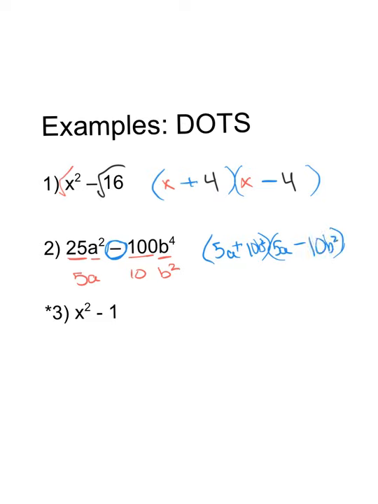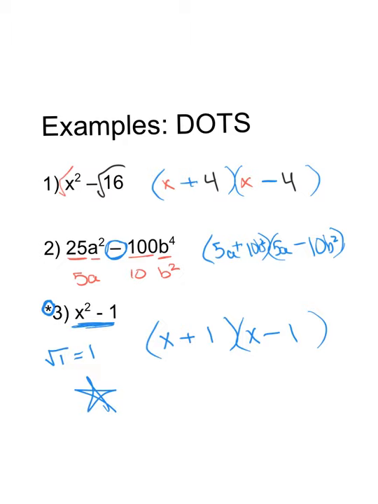And if I look at the last one, you might notice there's a little star here. This is the most popular DOTS factoring that kids get wrong. Everybody always seems to forget that the square root of 1 is 1. So if I wanted to factor this, again, we put a plus and a minus. The square root of x squared is x. The square root of 1 is 1. Big mental note there. That's one that students always miss.